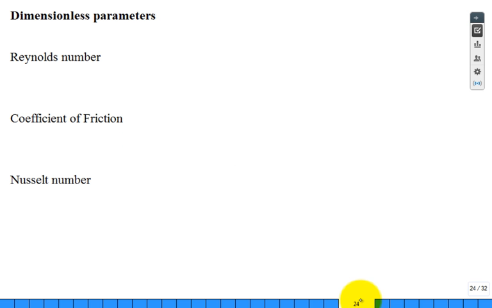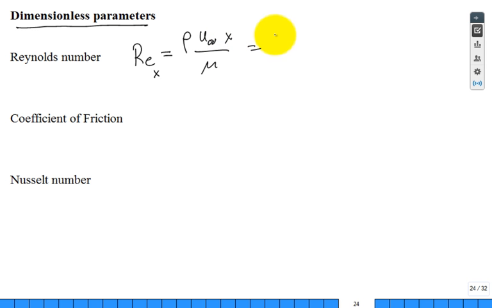In these equations, you can cast them in dimensionless form, and you can get some dimensionless parameters. One is the Reynolds number. Okay. Let's put it as a function of location x. What would it be? Rho u infinity x divided by mu, or u infinity x divided by nu. What's it a ratio of? Inertial to viscous forces or stresses.